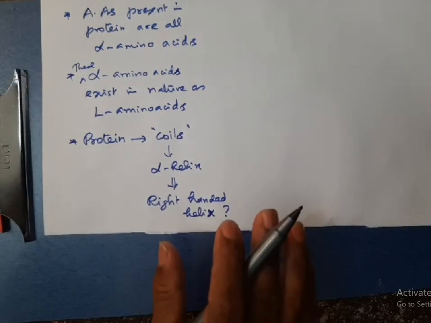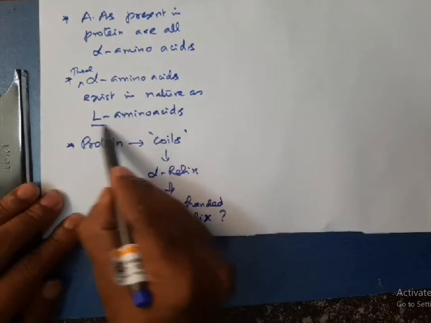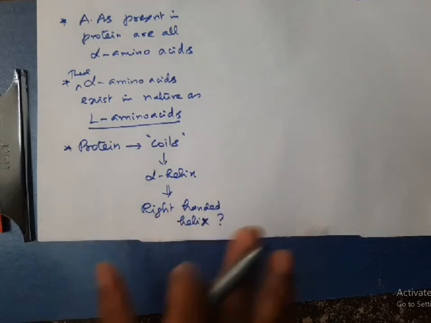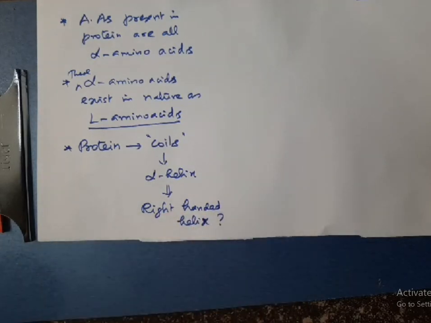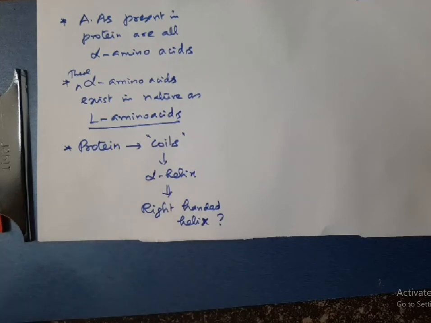The reason is all amino acids present in protein are L amino acids. Since all are L, they combine and exist as a right-handed helix. Alpha helix is a right-handed helix. Keep this in mind. It never exists as left-handed. A helix may be right-handed or left-handed, but in proteins, all alpha helices are right-handed. The reason is the amino acids present are all L amino acids. That's the reason.